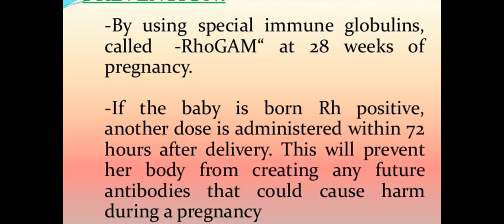Now how can we prevent it? Its prevention is by using special immunoglobulins, that is anti-D, and it is given at 28 weeks of pregnancy. If the baby is born Rh positive, another dose is administered within 72 hours after delivery. This will prevent her body from creating any future antibodies that could cause harm during a pregnancy.